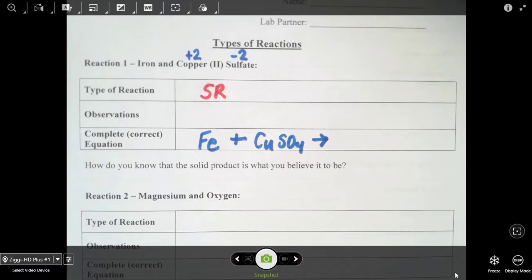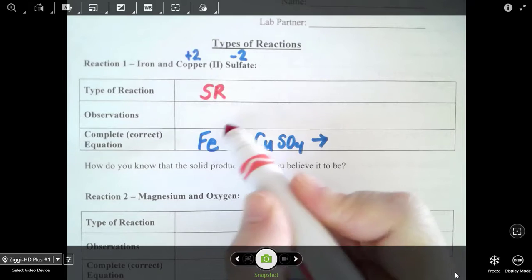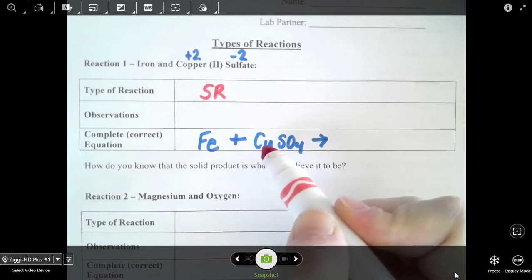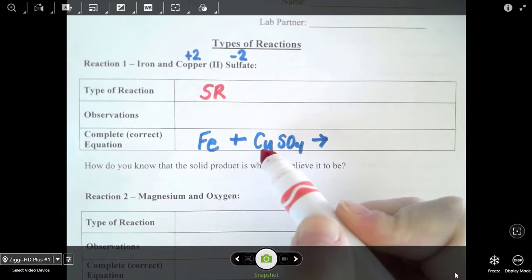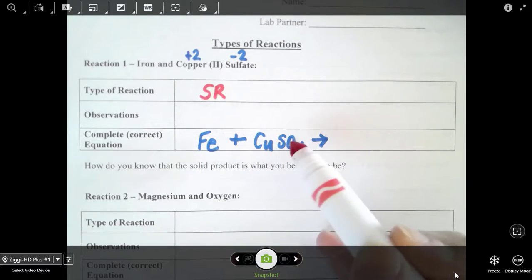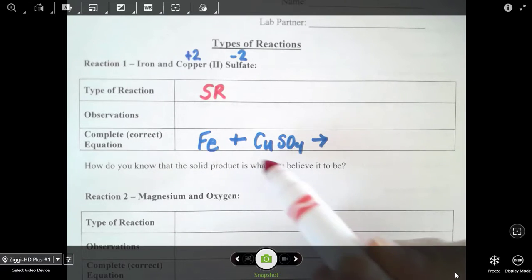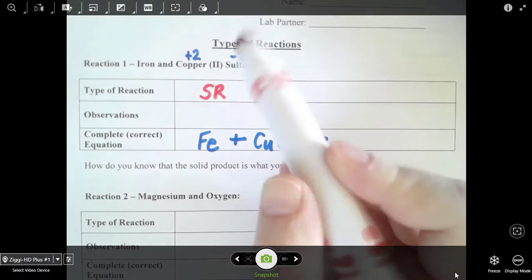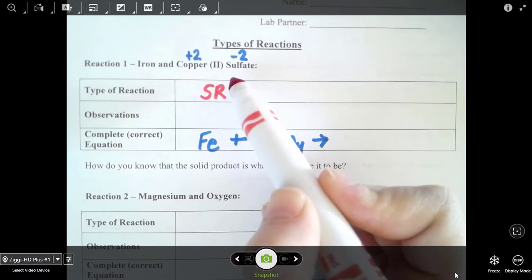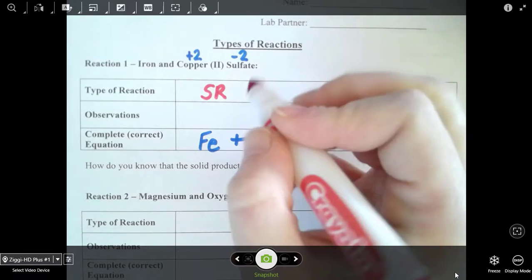What happens in a single replacement reaction? The iron is going to come into this compound over here and replace something. How do you decide what it's going to replace? Whatever's going to have the same charge. So if the iron has a positive charge, and we know it does because it's a metal, then it has to replace the thing out of this compound that has a positive charge. So look at the charges we wrote down up here. Which thing had the positive charge? The copper. So the iron is going to come in and replace the copper.